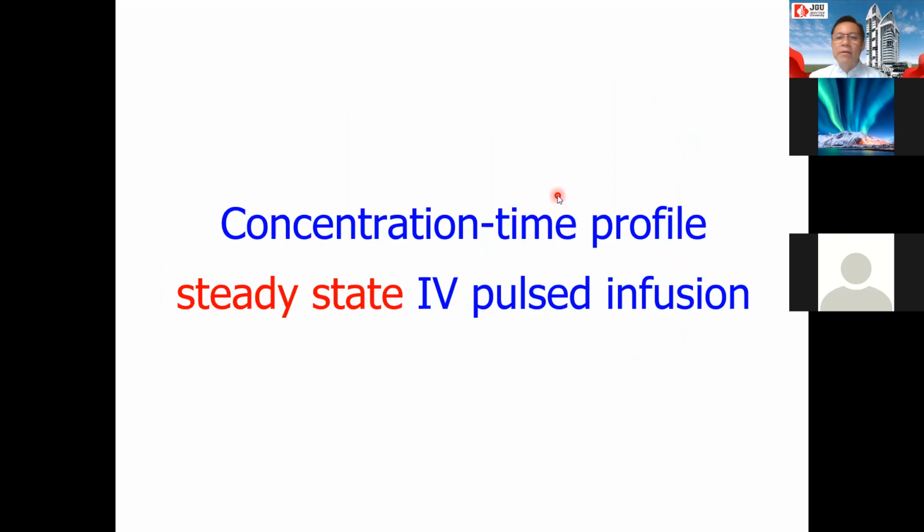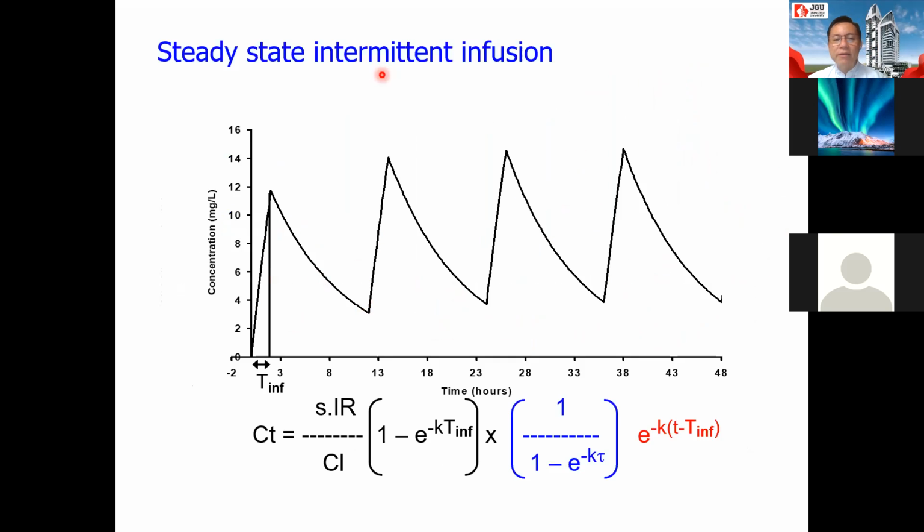Now, for pulse or intermittent infusion, pulse and intermittent are the same. You have the t infusion here, and then after multiple doses, it achieves the steady state. Now the C(t) at steady state.